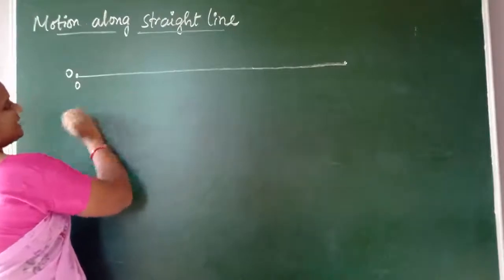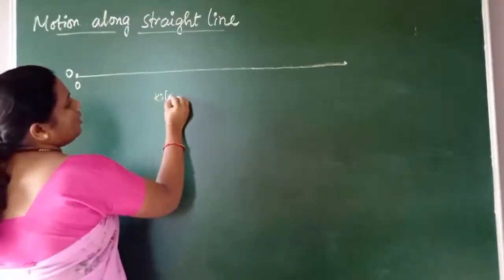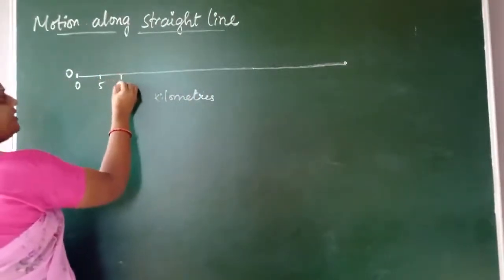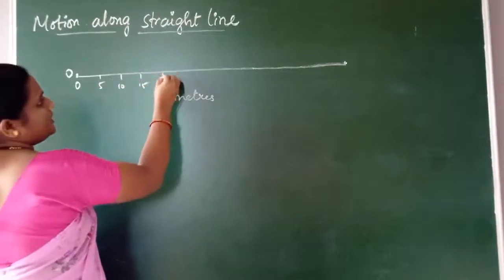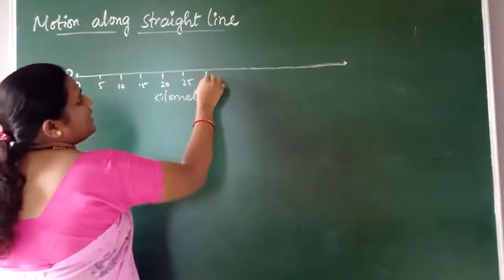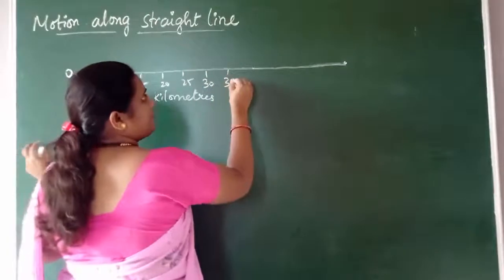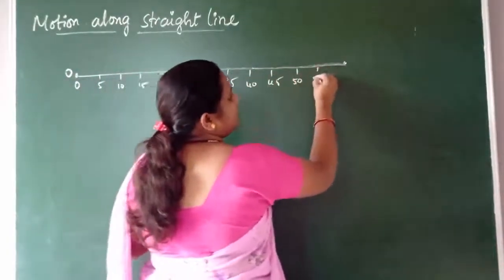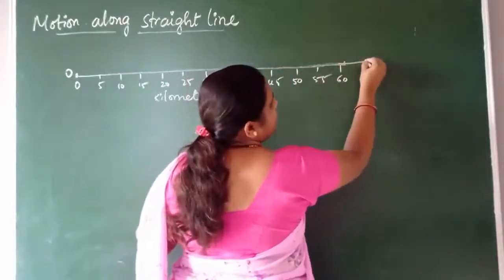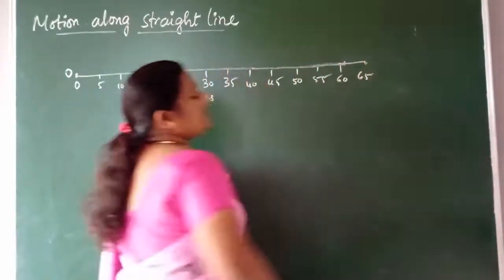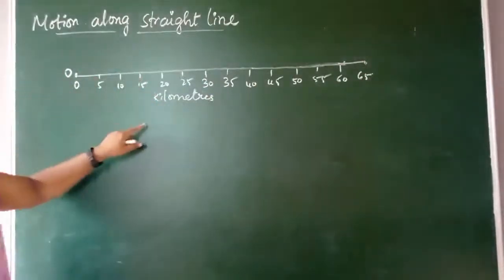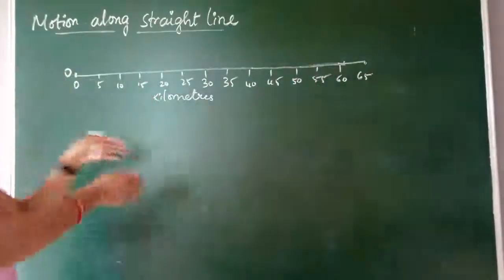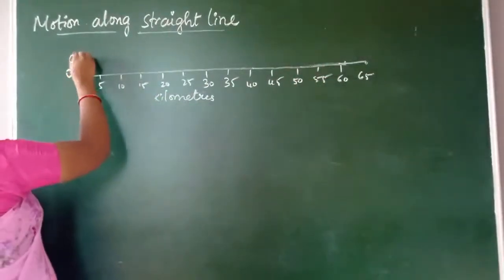And here, along this axis, let us take kilometers. Here 5, then 10, 15 kilometers, 20, 25, 30, 35, 40, 45, 50, 55, 60, then 65. So here, this is a straight line. An object is traveling on this path in a straight way. So let us take this as a car.